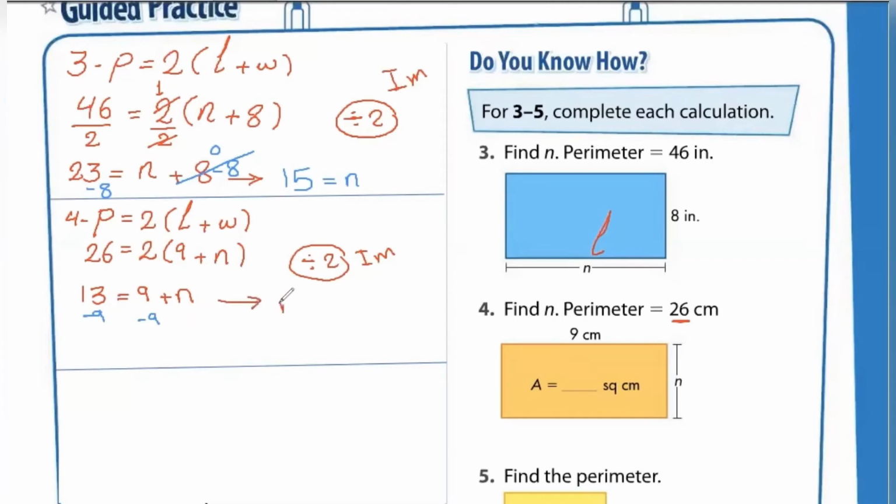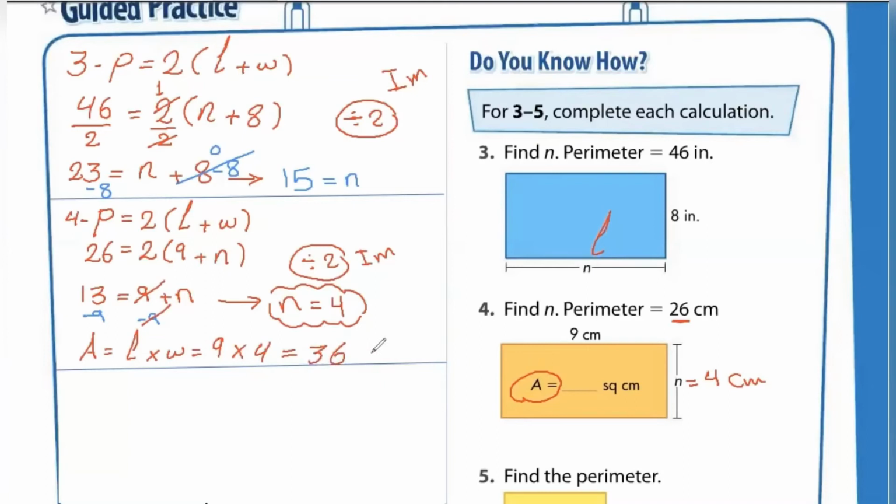Now, 9 minus 9 equals 0 and 13 minus 9 equals 4. n equals 4. So I will write n equals 4 centimeters. Now the teacher asked me to find the area. We know that area equals length times width. I will multiply the length, the long side 9, times the width, the short side, which is 4. 9 times 4 equals 36 square centimeters.